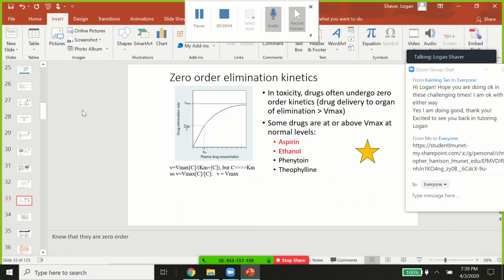Zero order elimination kinetics. This slide just gives you examples. That's why I thought it was important to know. So aspirin and ethanol are the two classic examples that she may bring up on the exam. So make sure that you know aspirin and ethanol are zero order.